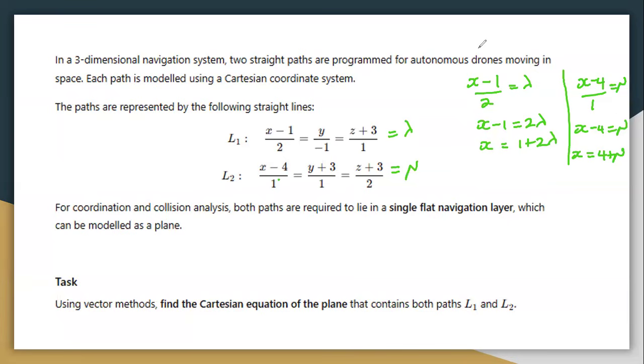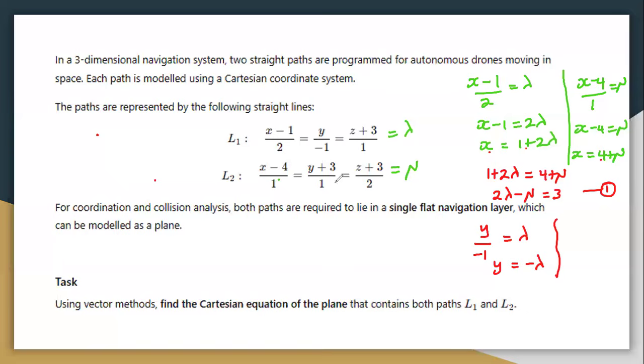Now let me continue with the testing. This is for x and this is for x. After equating the two, I have 1 plus 2 lambda is equal to 4 plus mu. Put into simultaneous form, this gives 2 lambda minus mu is equal to 4 minus 1, which is 3. So this is going to be your first equation. Come to the second one, which is for y. You say y out of negative 1 is equal to lambda, meaning y is equal to negative lambda.